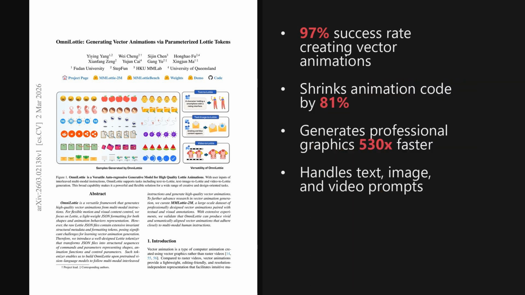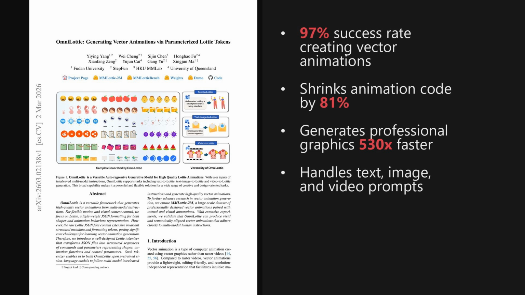I'm Alex. Today we're looking at a paper from the Hugging Face trending list, published on March 2nd, 2026, just yesterday. It introduces a new framework called OmniLottie that achieves a massive 97% success rate in generating vector animations from text, solving the structural issues that caused previous models to fail completely.